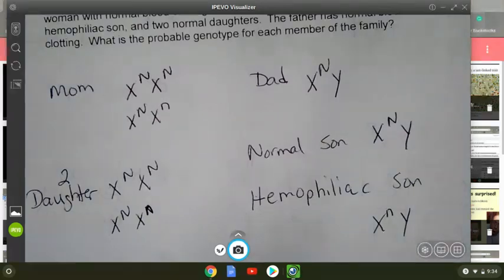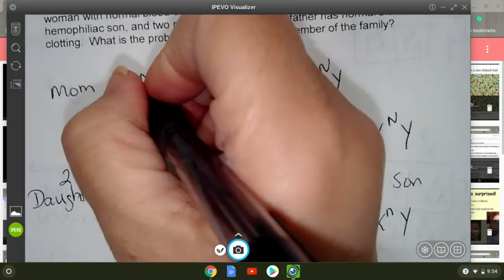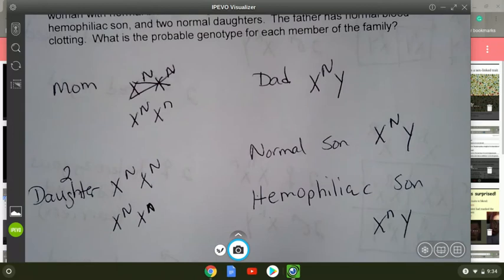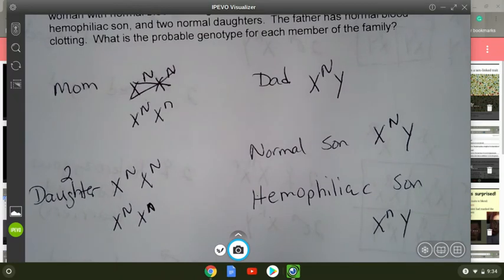So since the son has a little n, we know the mom can't be this one, because that little n came from mom. Since she has a son that has hemophilia, she has to be a carrier, and so that's the carrier type. Okay. So the daughters still have a 50-50 chance of being either carriers or normal.